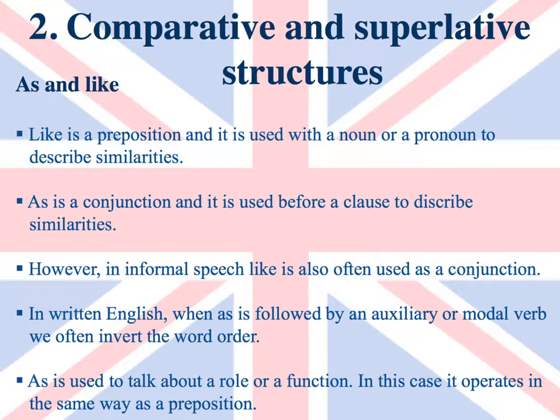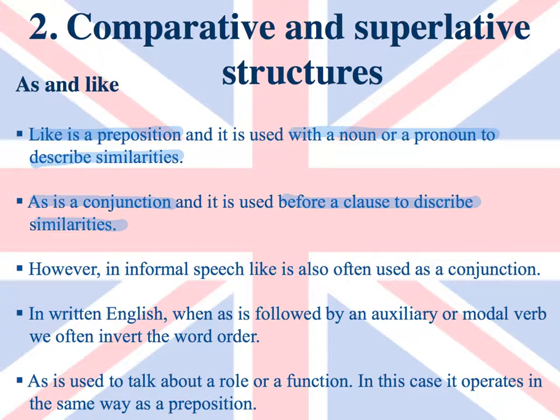Finally, let's look at the comparative and superlative structures with as and like. Like is a preposition and it is used with a noun or a pronoun to describe similarities. For example, my brother's just like my dad. And as is a conjunction and it is used before a clause to describe similarities. For instance, he's a good player as his father was when he was younger.